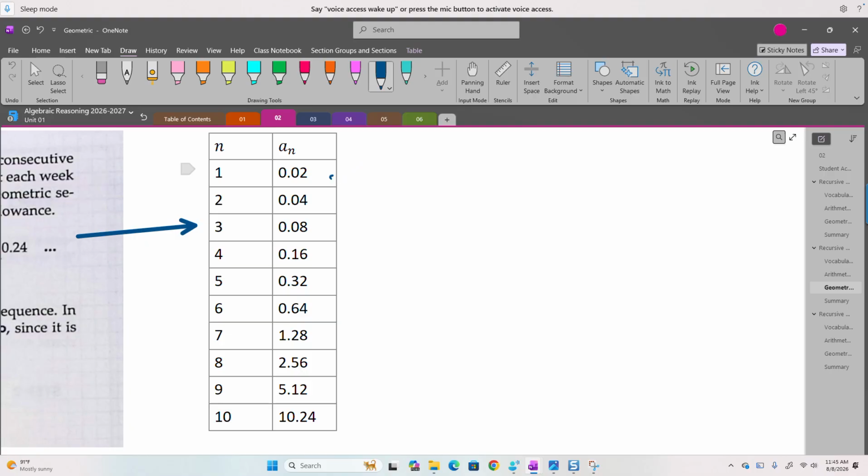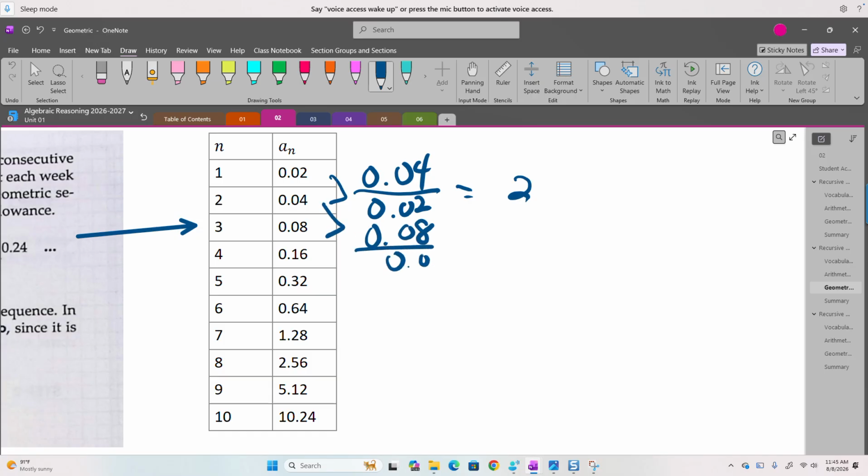So if I take 0.04 and I divide by 0.02, I get 2. And if I take 0.08 and I divide by 0.04, I get 2. I know sometimes people have problems with decimals, but if I think 16 divided by 8 gives me 2, 32 divided by 16 gives me 2, 64 divided by 32 gives me 2, 10.24 divided by 5.12 is going to be 2. So we have a common ratio.